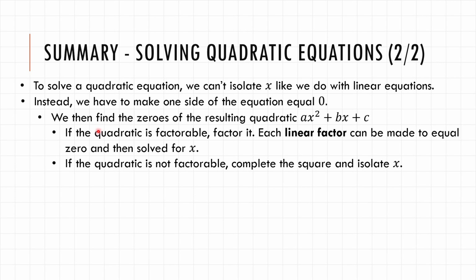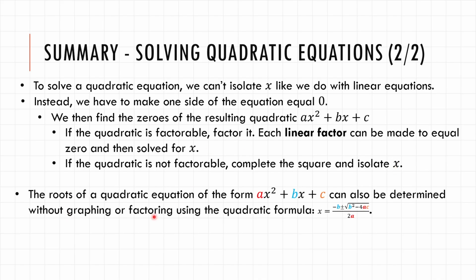If you want to solve a quadratic equation, one way to do it is to make it equal to 0 and then find the zeros. And you can factor it if it's factorable. If it's not factorable, you could complete the square and isolate x, but you can also determine it without graphing, without factoring it, without completing the square, just by using the quadratic formula. To do that, you just take a, b, and c, and you plug it into this formula right here, and you evaluate the rest.